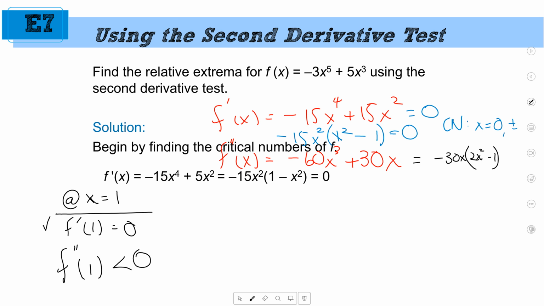The second derivative is negative. It's concave down. It's a downward-facing parabola. And a critical number is at the top of that downward-facing parabola. Therefore, this must be a max.